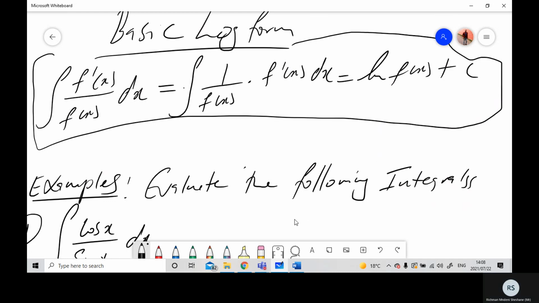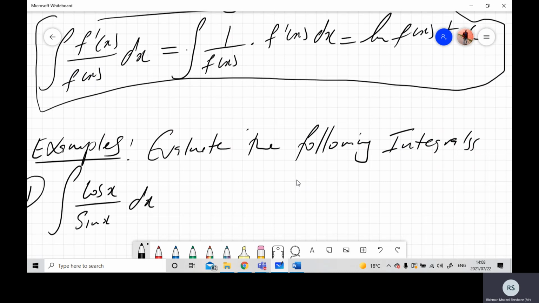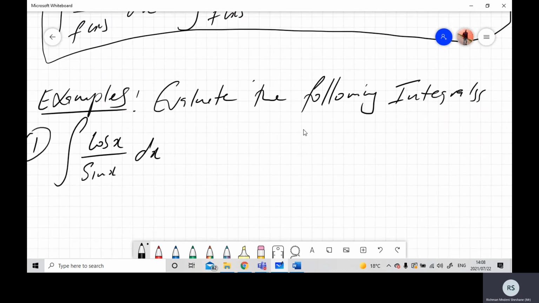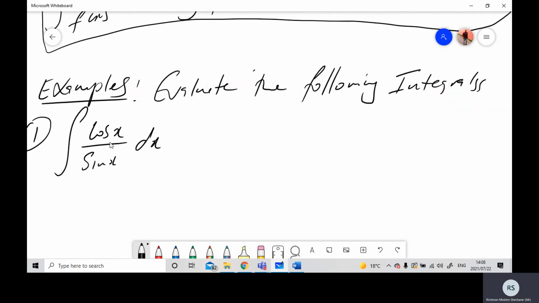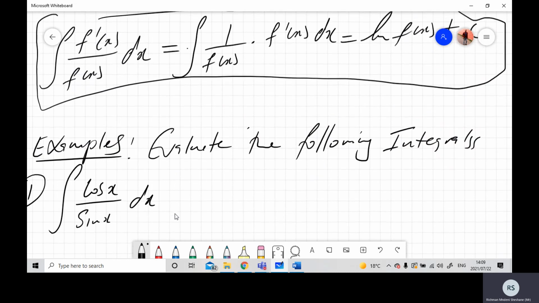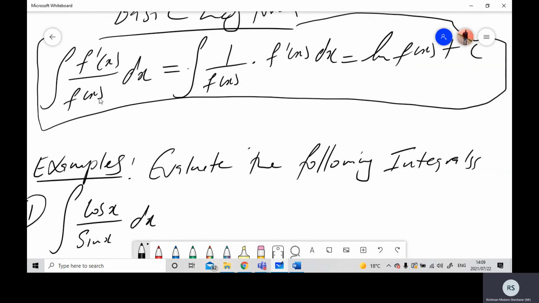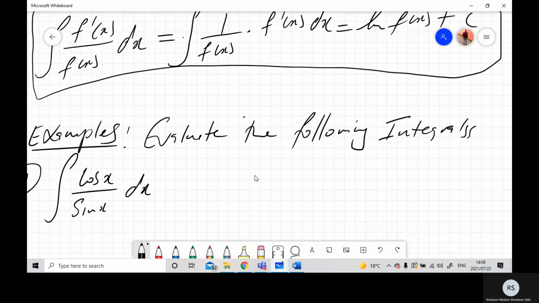Okay, let's look at the first example. We want to integrate cos of x over sine of x with respect to x. So here, according to the standard integral, you let your f of x be the denominator and check if you have its derivative in the numerator. Then it means you have this standard form, so the integral of this form will be ln of f of x.